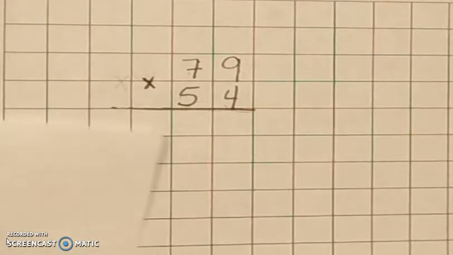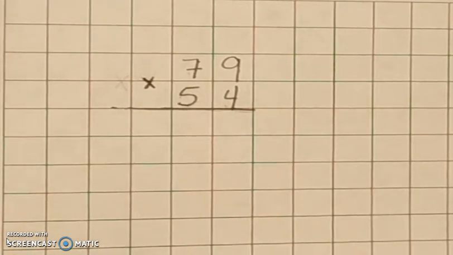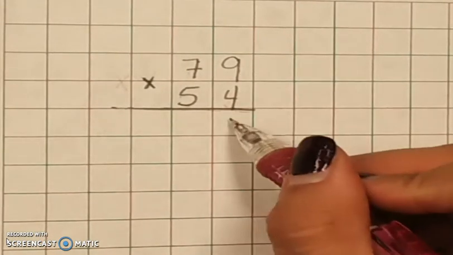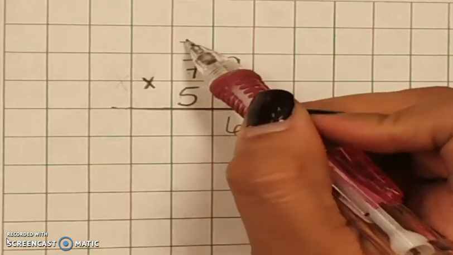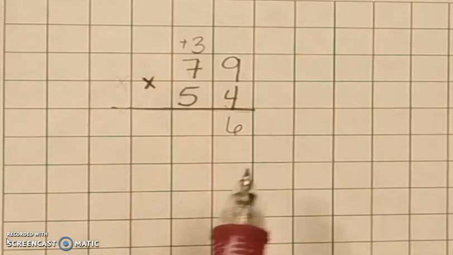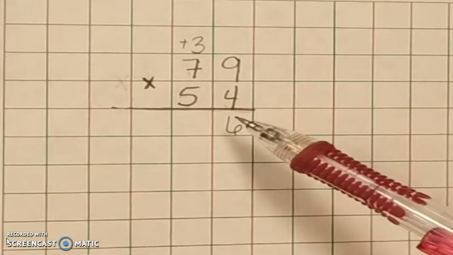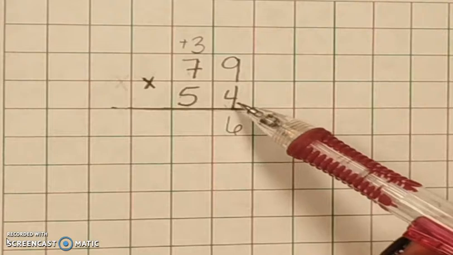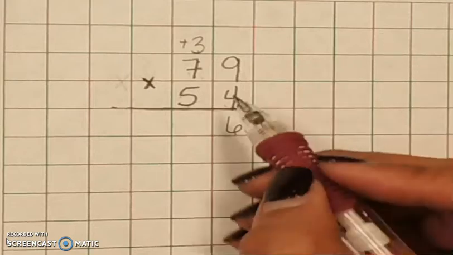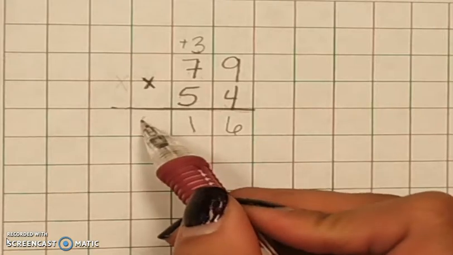So let's go ahead and get started. Right now, I'm going to pretend this 5 is not even there. We're just going to ignore the 5, and we're going to multiply like normal. 4 times 9 is 36. My 6 here, my 3 I need to add up here. And I'm adding this little plus sign to remind myself that I need to add them to my product at the end after I multiply. So let's move on. 4 times 7 is 28, plus 3 more is 31. My 1 here, my 3 would go up here if there was a number, but there's not, so my 3 stays here.